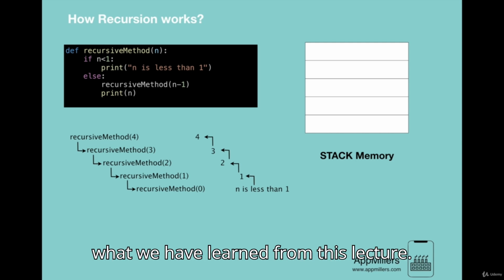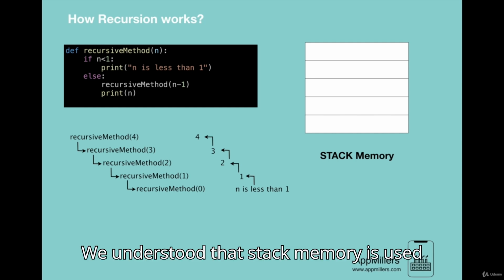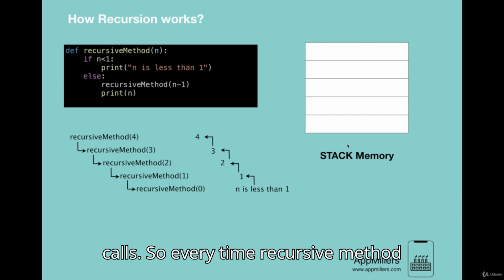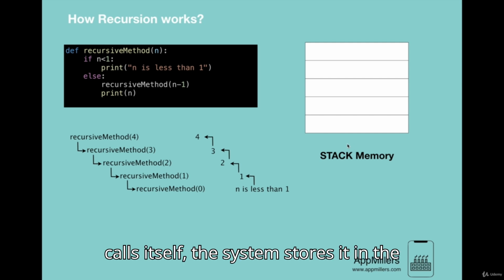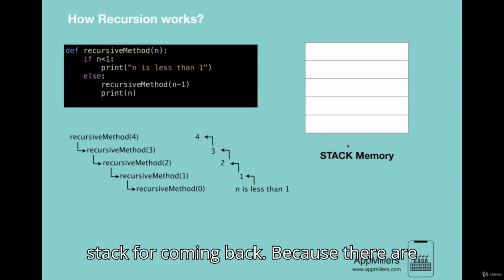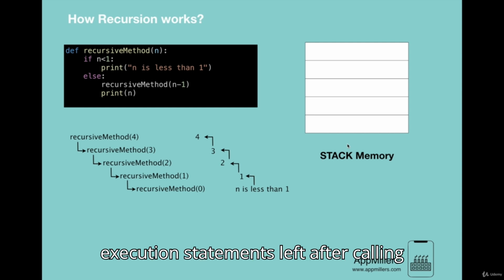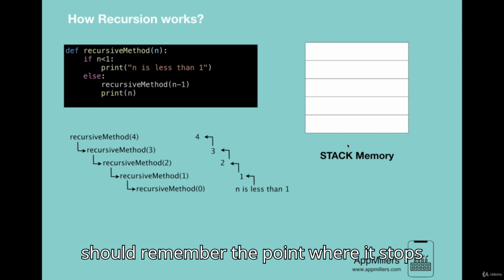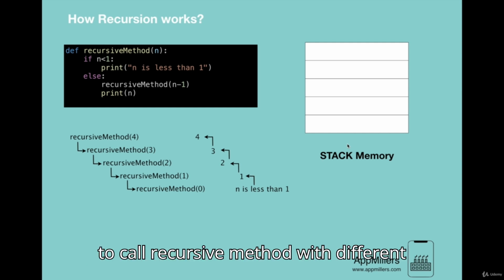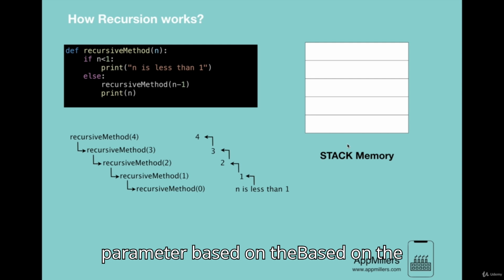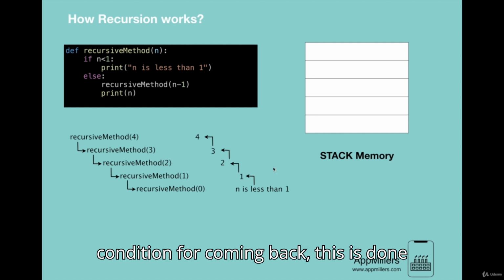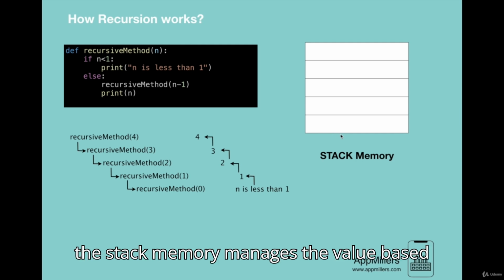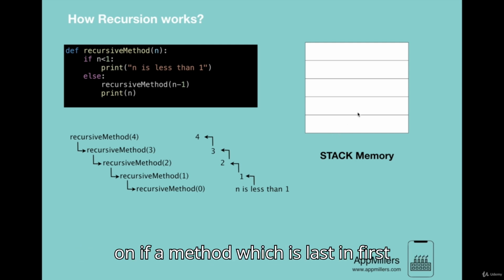So let's recap what we have learned from this lecture. We understood that stack memory is used by the system for managing recursive calls. Every time a recursive method calls itself, the system stores it in the stack for coming back. Because there are execution statements left after calling itself, the system should remember the point where it stops to call the recursive method with a different parameter based on the condition, for coming back. This is done by storing methods in stack memory. And the stack memory manages the values based on the LIFO method, which is last in, first out.